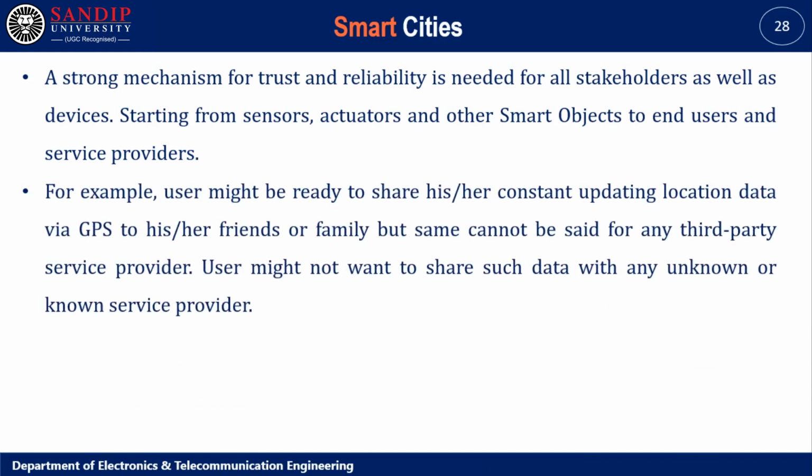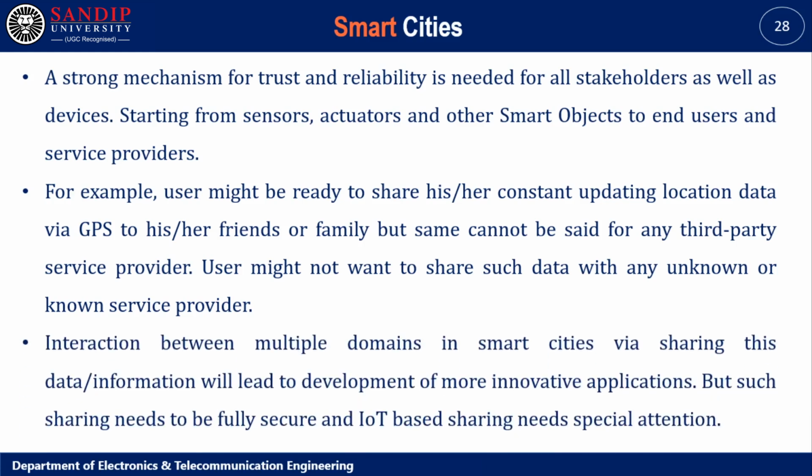For example, a user might be ready to share his or her constantly updating location data via GPS with family or friends, but the same cannot be said for any third-party service provider. The user might not want to share such data with any unknown or known service provider. Interaction between multiple domains in smart cities via sharing this data or information will lead to development of more innovative applications. But such sharing needs to be fully secure, and IoT-based sharing needs special attention.